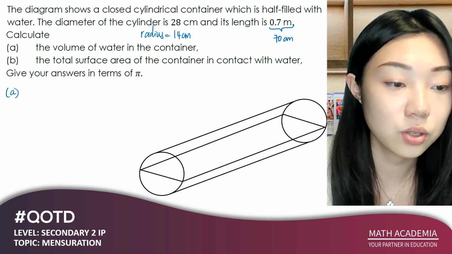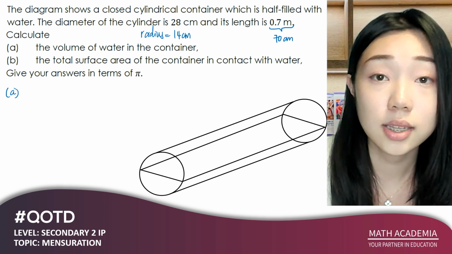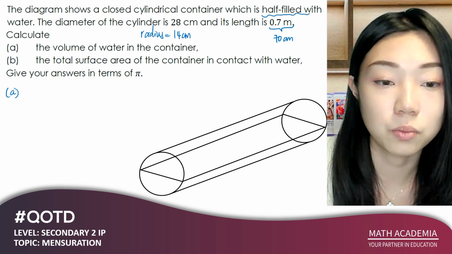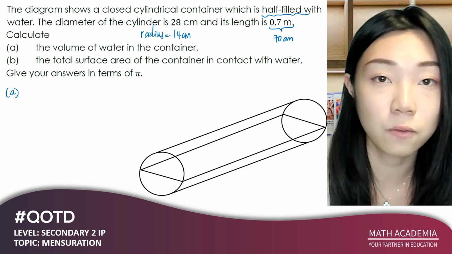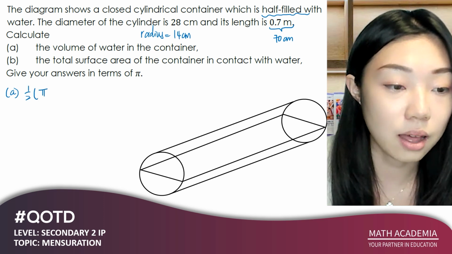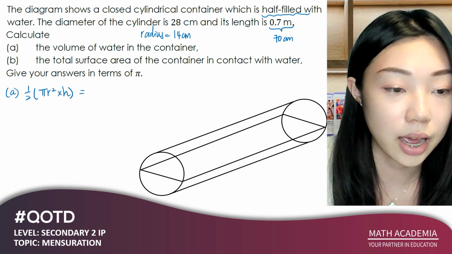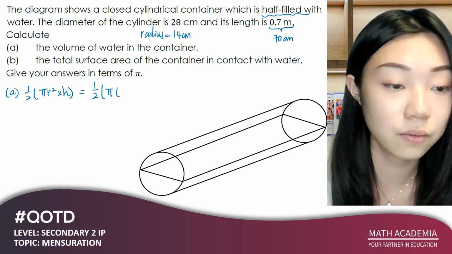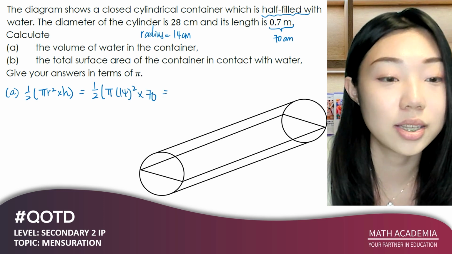Alright, let's move on to part A. We want to find the volume of water in the container. Since the question already stated that the cylindrical container is half filled with water, this would mean that the volume of water would just be half of the volume of the container. So that would give me half times pi r squared multiplied by the height. So I just have to substitute the values in. I'll get half times pi times 14 squared multiplied by 70.